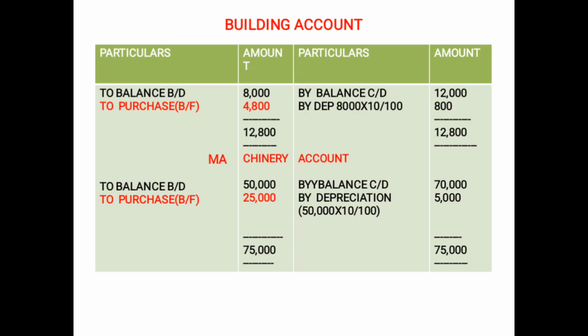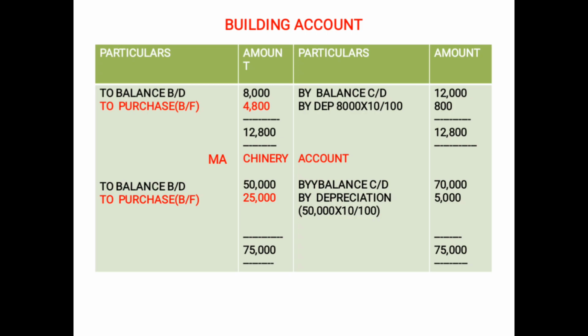By depreciation 10%, as given in the adjustment in the problem. So 8,000 into 10 divided by 100, so 800 is the depreciation. Total 12,800 on the credit side, the highest amount. The debit side has only 8,000, the opening balance. So the closing balance is 4,800, the purchase of the building. And then the second adjustment, the same 10% depreciation on machinery.